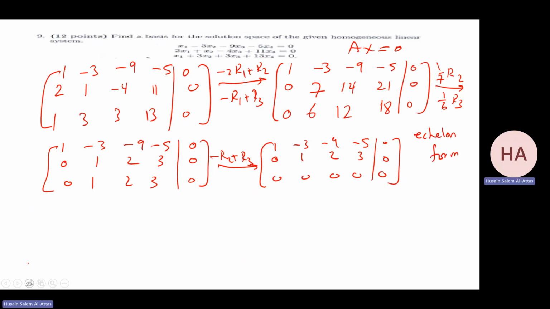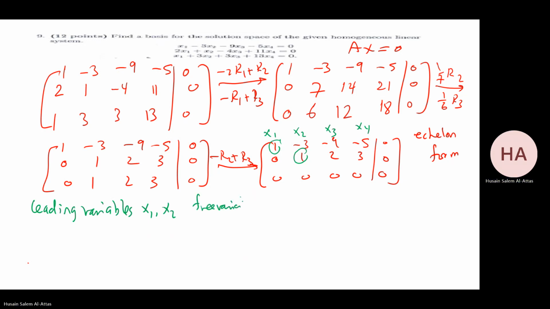So what will be now the leading variables? Now this is x1, this is x2, this is x3, x4. Leading variables: x1, x2. Free variables: x3, x4. I'll let x3 be t1 and x4 be t2.